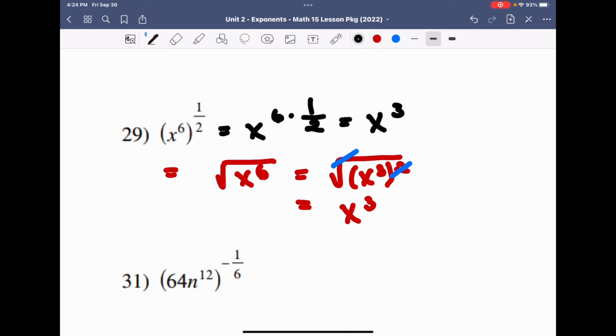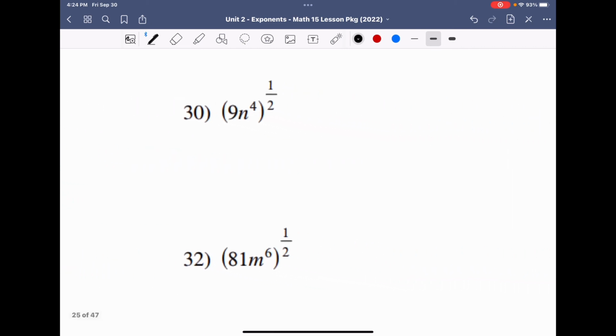Interesting, but if it asks you to do a specific method, you're going to have to do a specific method. Okay, let's go over to 30 here. I'm going to start by solving this using the radical form.